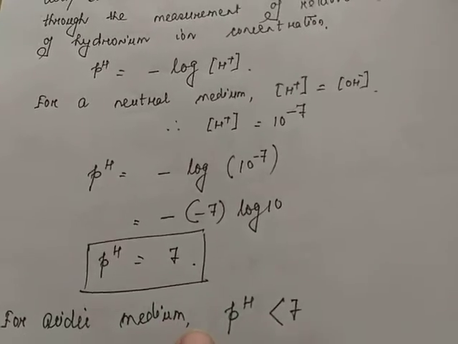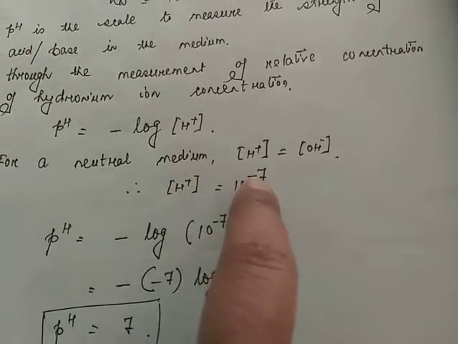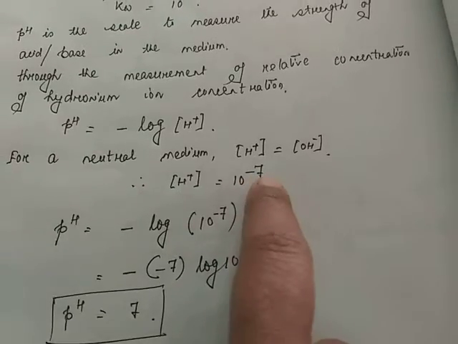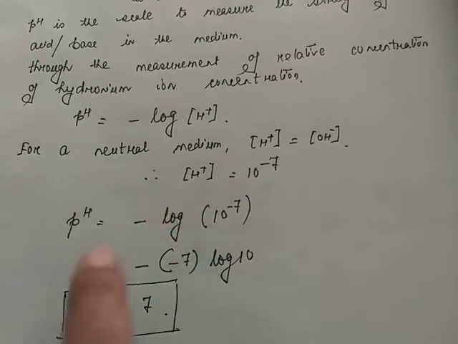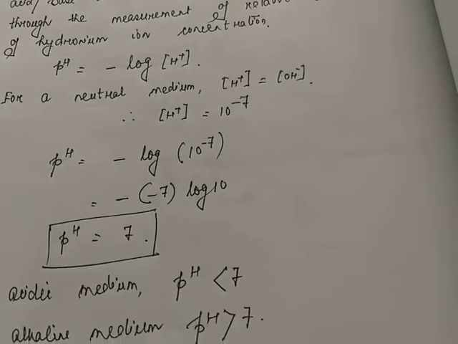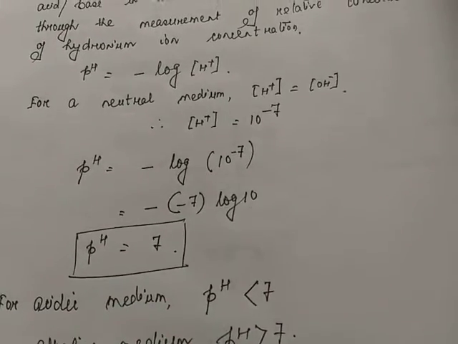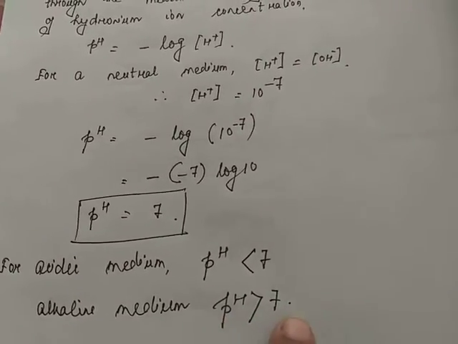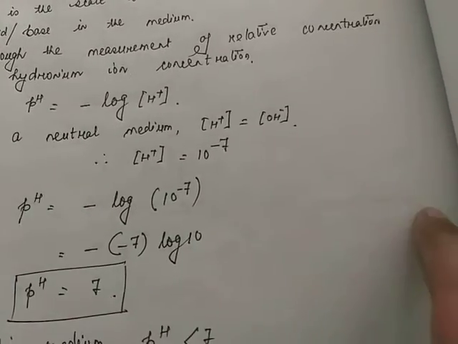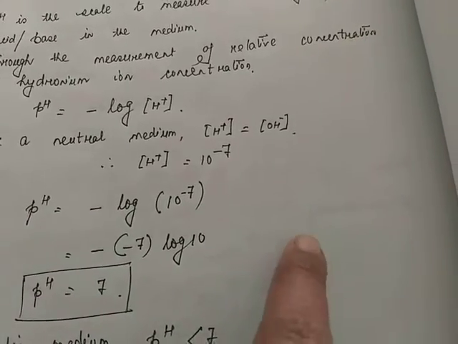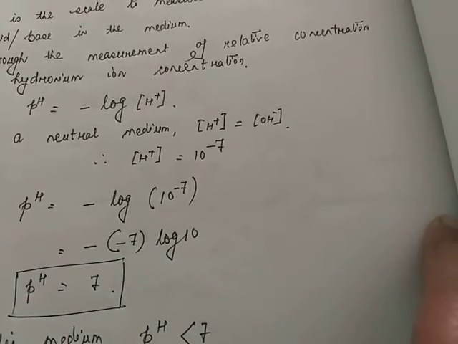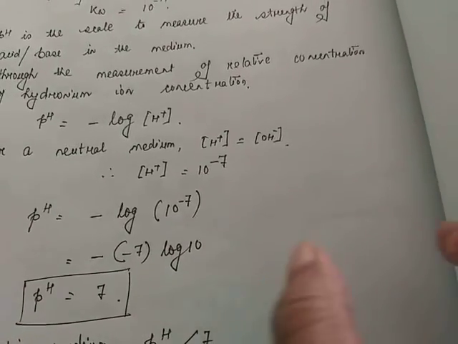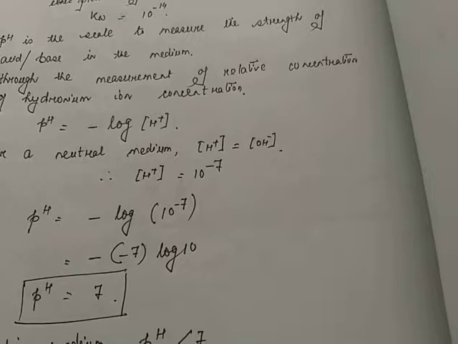For acidic medium, since H plus concentration is greater than OH minus, the concentration of H plus exceeds 10 to the power minus 7, and hence the negative logarithm, that is pH, will be less than 7. For alkaline medium, concentration of H plus is less than 10 to the power minus 7, so pH is greater than 7. So we have the line where 7 is neutral. Below 7 these are acidic, above 7 these are alkaline, and as we move away from 7, the acid strength or alkaline strength both increases.